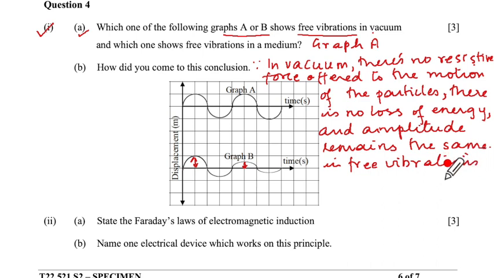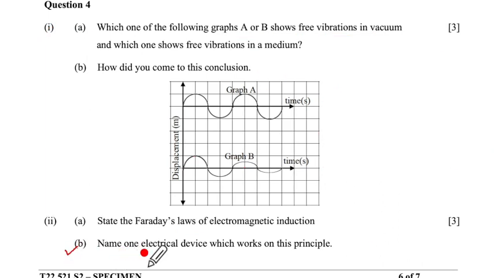Okay, this is what happens in free vibrations. Let us come to question 4, second part. State the Faraday's laws of electromagnetic induction. Now, this you can get straight from your text. I don't have to tell you how to write. B part. Name one electrical device which works on this principle, that is on electromagnetic induction, and your simple answer will be AC generator.